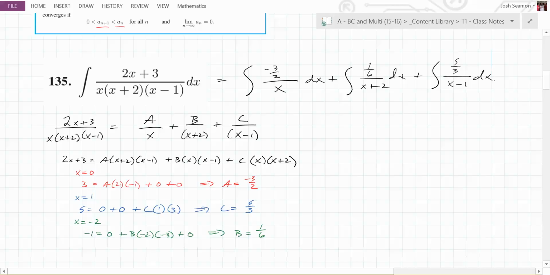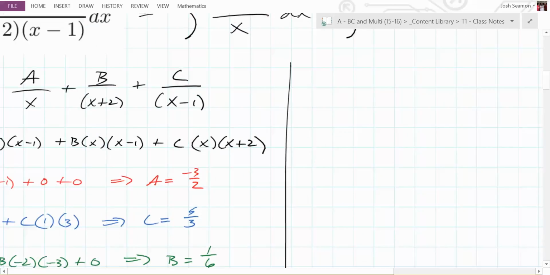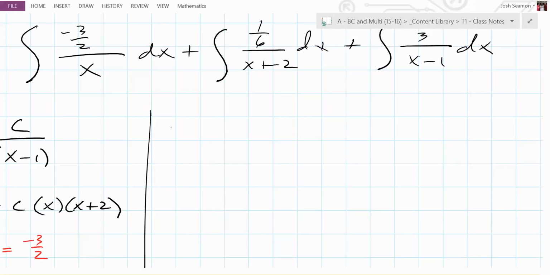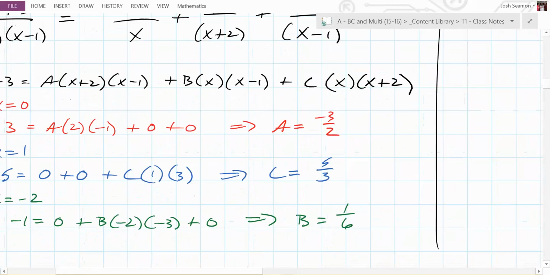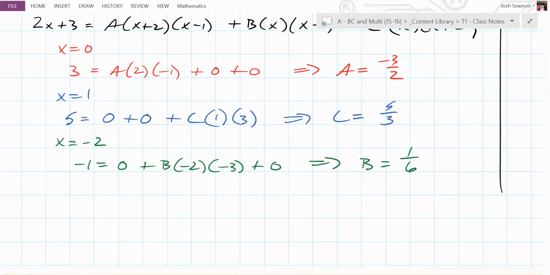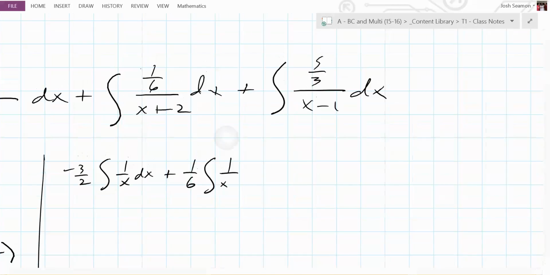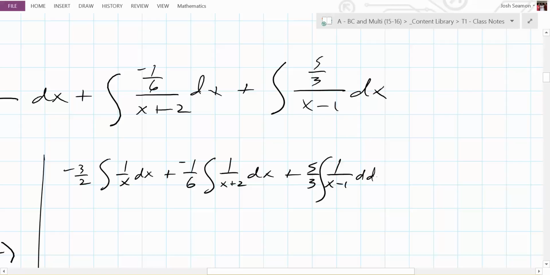Yes, you can factor out all those constants to the front. So what are you going to be left with? You have negative 3/2 integral of 1 over x dx plus 1/6 integral of 1. It should be a negative 1 over 6, because it cancels out on the right but not the left. Yes, you're absolutely right. Negative 1 over x plus 2 dx plus 5/3 integral of 1 over x minus 1 dx.